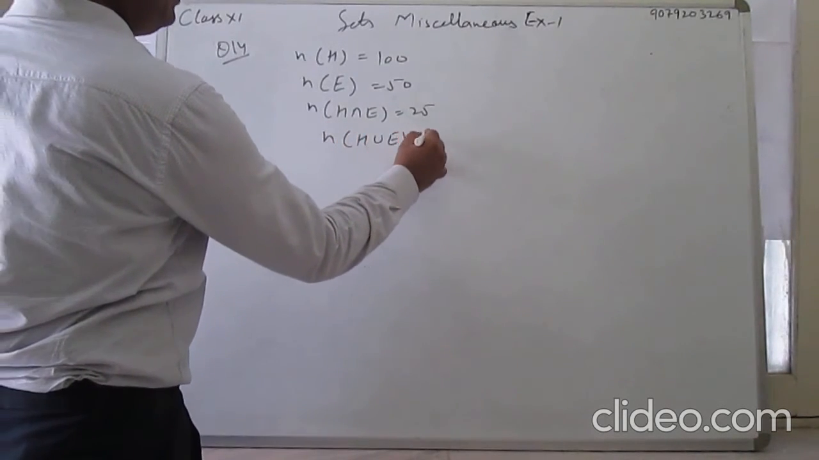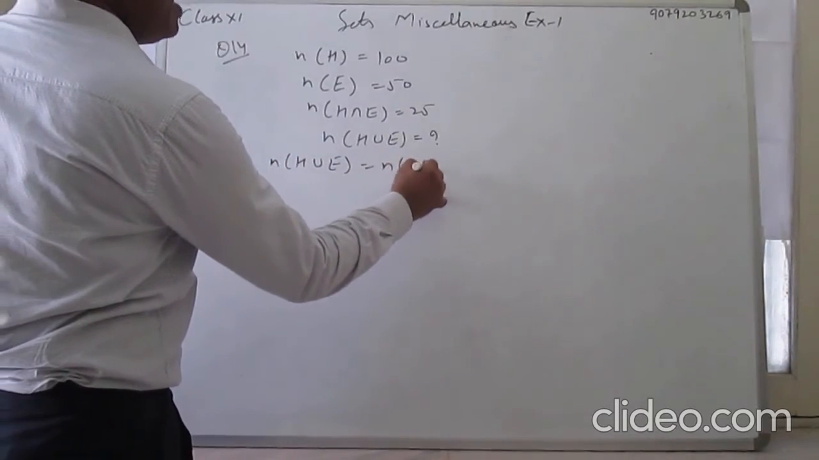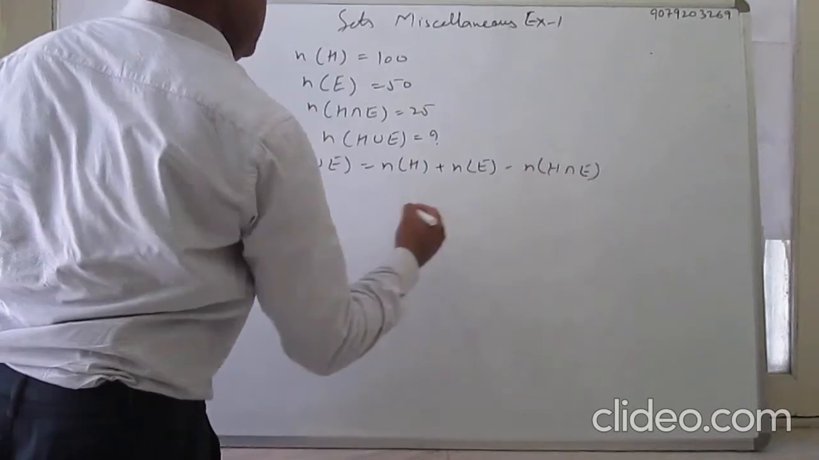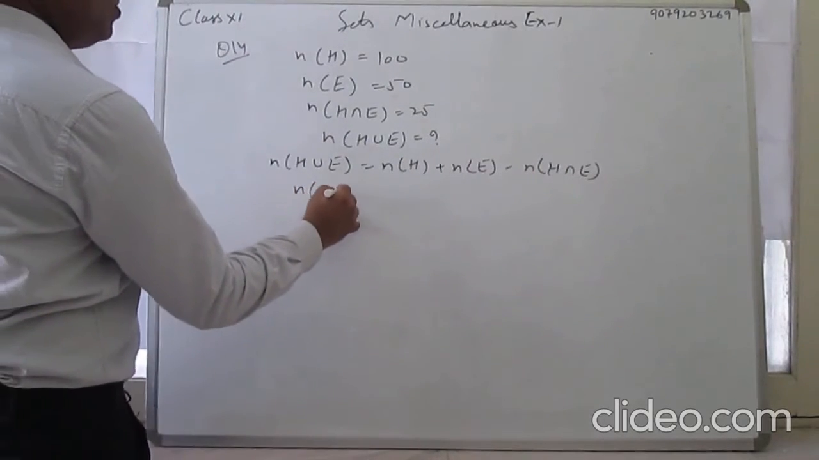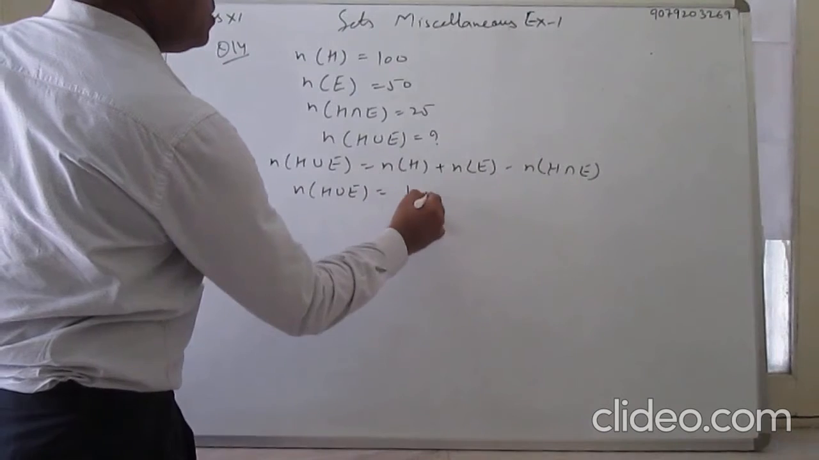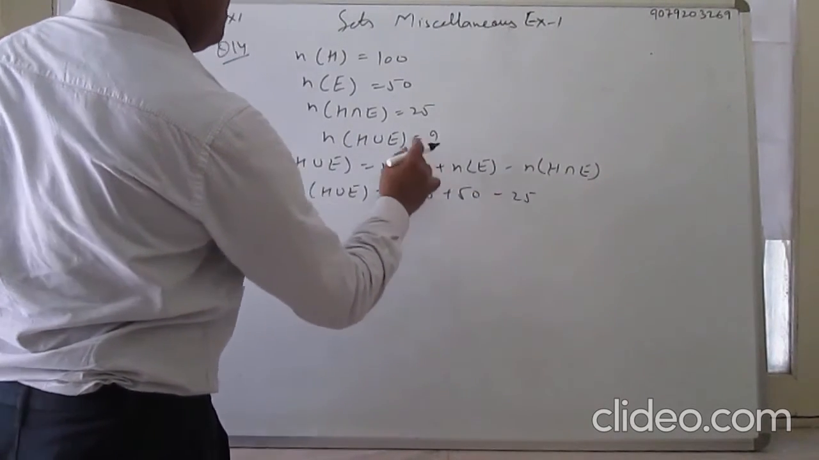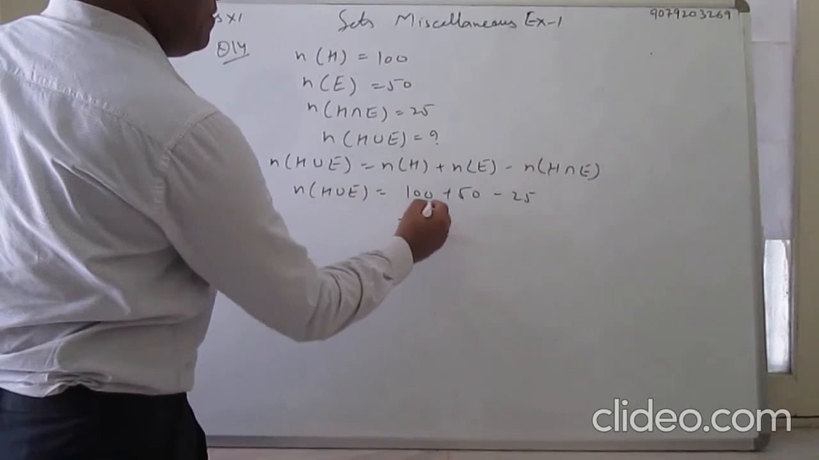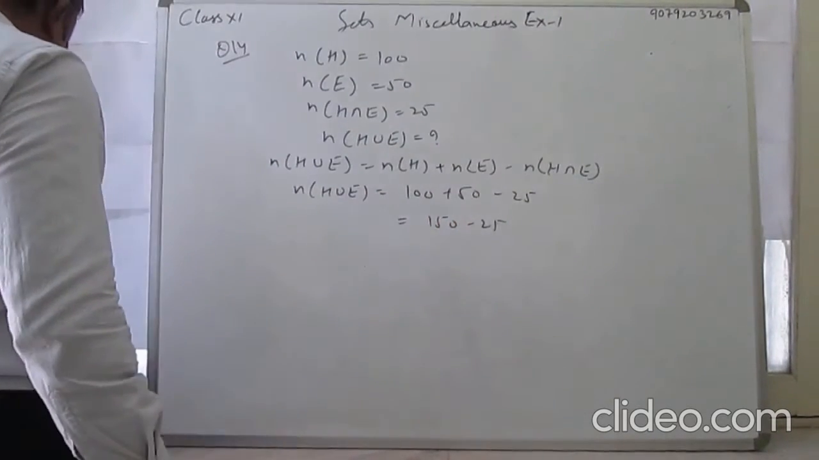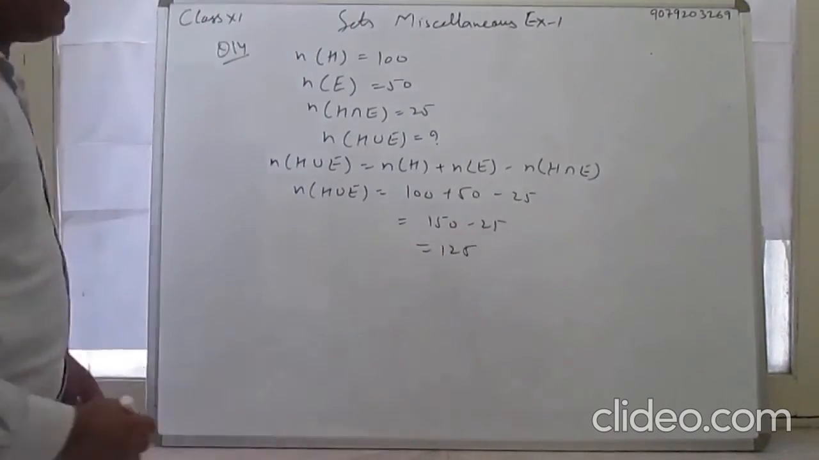H union E is what? n(H union E) is equal to n(H) plus n(E) minus n(H intersection E). Now n(H union E) is equal to Hindi is 100, English 50, minus 25. It is 150 minus 25, which is equal to 125.